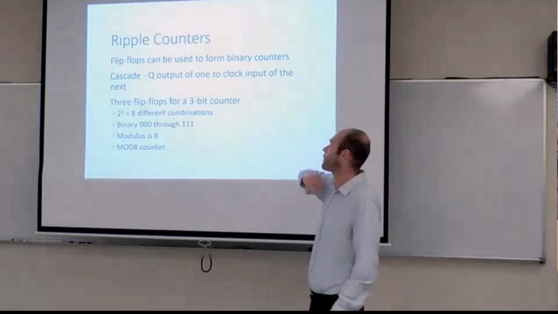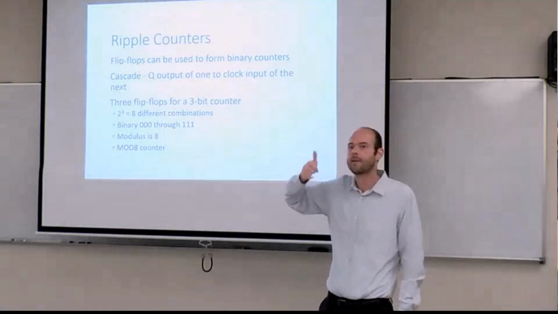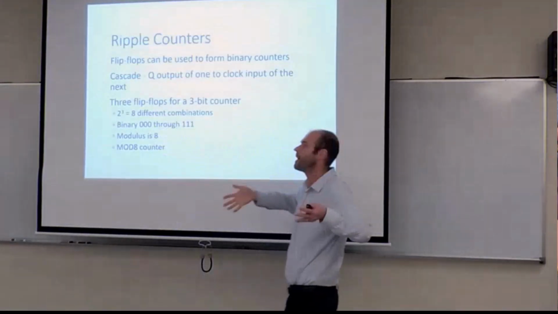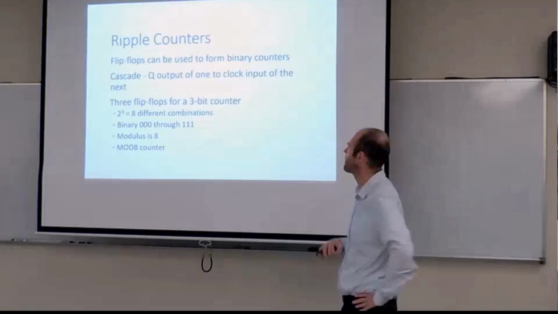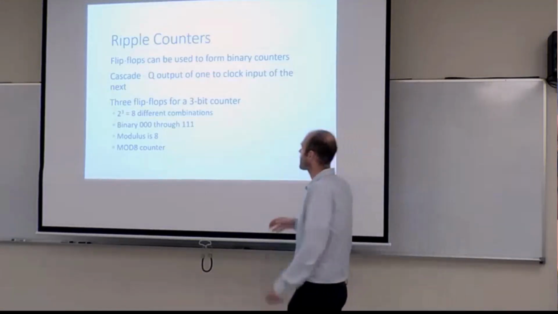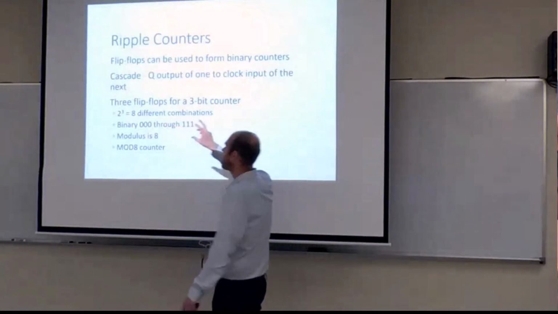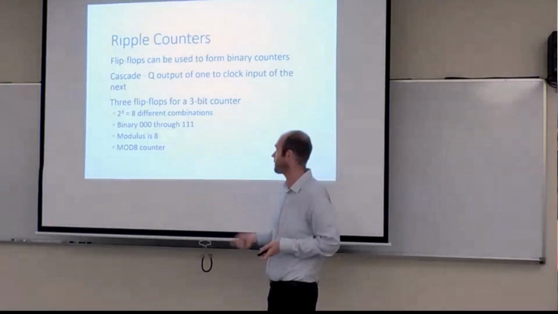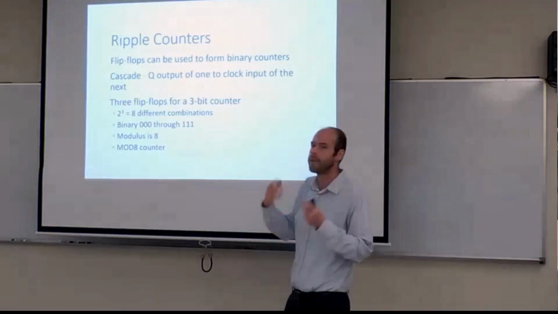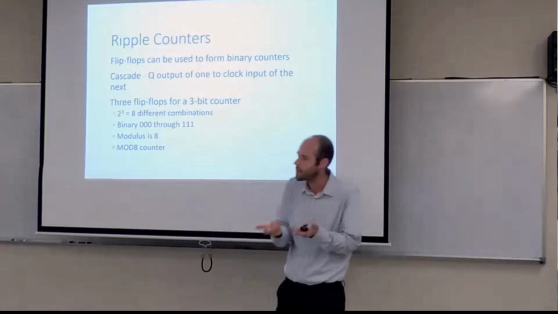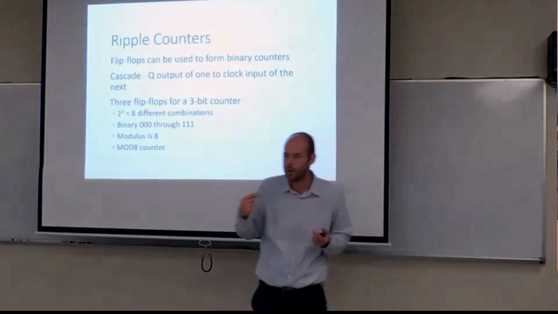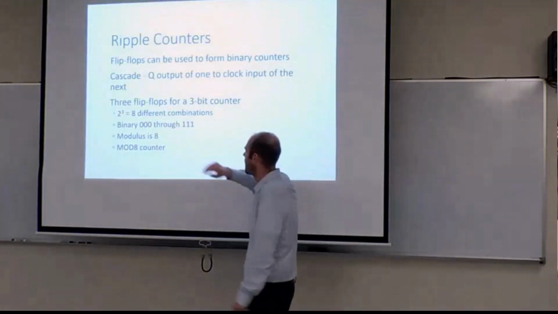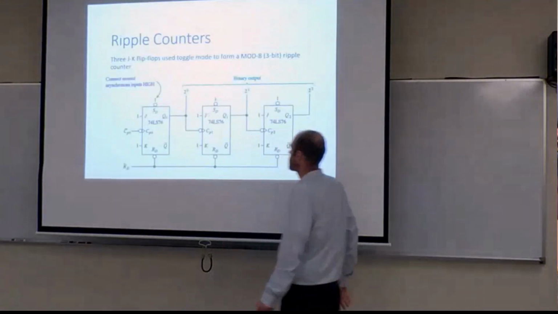Flip-flops can be used to form binary circuits. Remember, a JK flip-flop or JK latch is a type of flip-flop; that's the general terminology for these types of devices. We're going to cascade the Qs, so the Q output from one flip-flop will feed in to be the clock of the next flip-flop. Each flip-flop can hold 1 bit, as we talked about last time, a 1 or a 0. So if we need 3 bits, we need 3 flip-flops, and that's a mod 8 counter with 3 flip-flops.